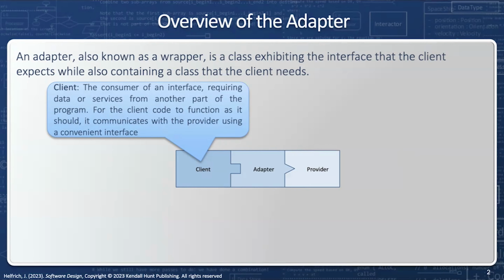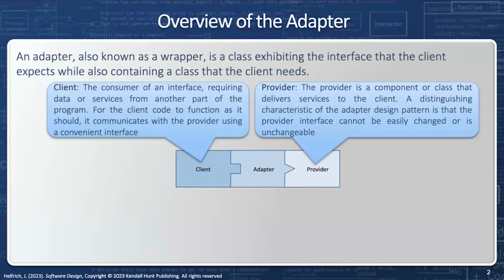So the client consumes the interface provided by the adapter. For the client code to function as it should, it communicates with the provider using the convenient interface provided by the adapter. So the provider has the functionality the client needs. However, it does not have interfaces that the client expects. In other words, the client needs the functionality of the provider, but it would prefer to be in a more convenient format. So the adapter's role is to take the functionality provided by the provider and then present it to the client in a more convenient format.